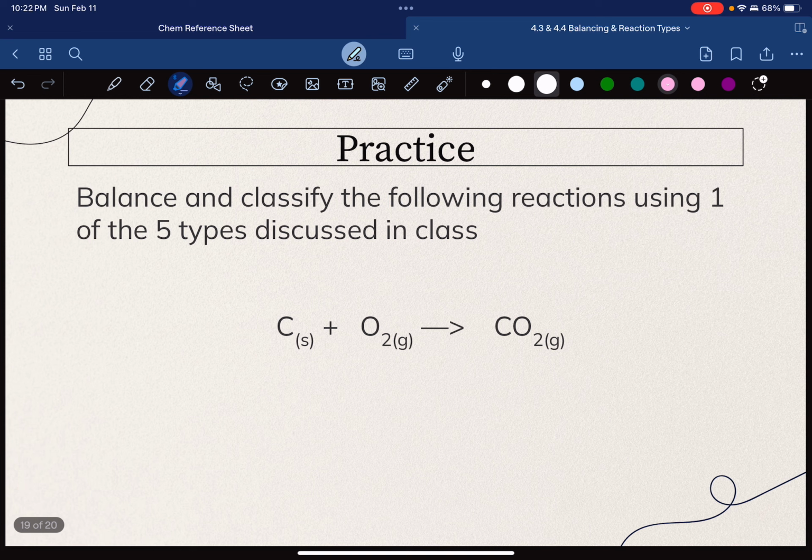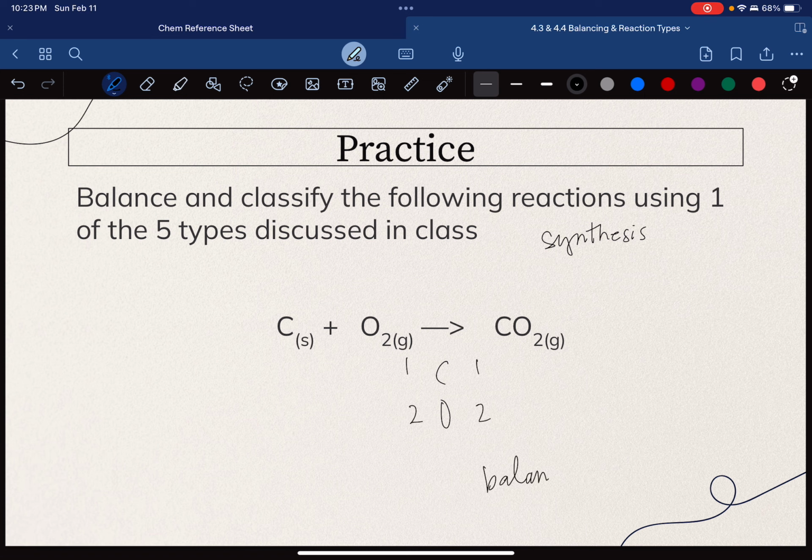Let's look at this one. I have, not copper, I have carbon plus oxygen producing CO2. So this is multiple reactants forming one product. This is our synthesis reaction, right? So carbon, oxygen, 1 and 2, 1 and 2. Oh, wow, look at that. Balanced.